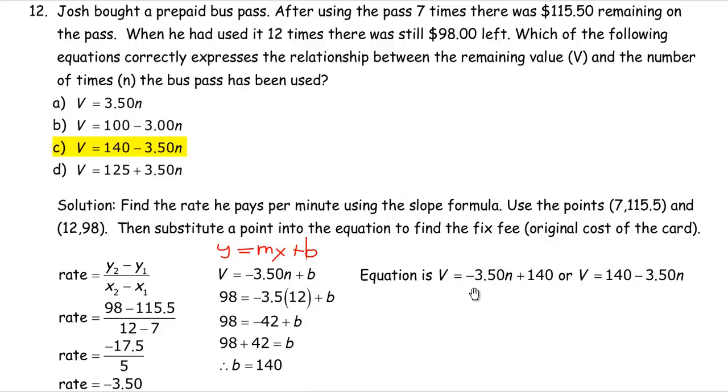And so the equation, we're going to put the 140 right here, it would be, and this I've written right here, v equals negative 3.50 times n plus 140, or if you want to write it with the constant first, 140 minus 3.5n, that's the same thing. Notice that's how it's written here. That's the only reason I rewrote this in this form. It doesn't really matter which term you put first. In the answer here, the 140 is first instead of last. So C is the correct answer for question number 12.